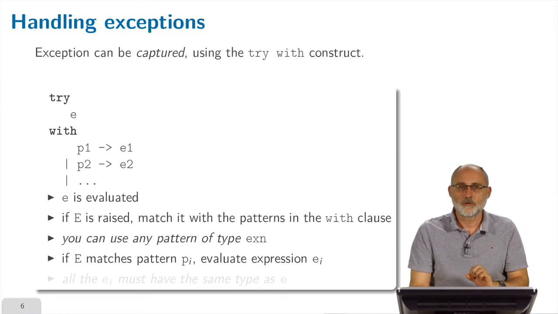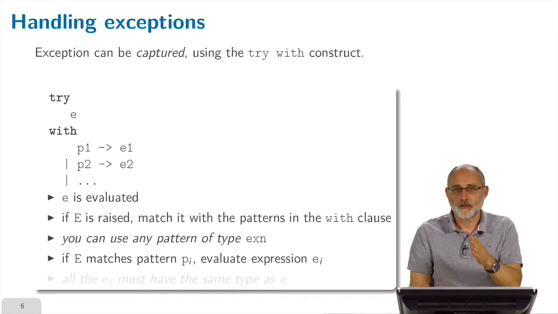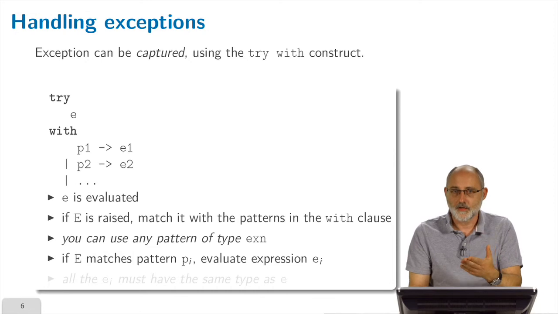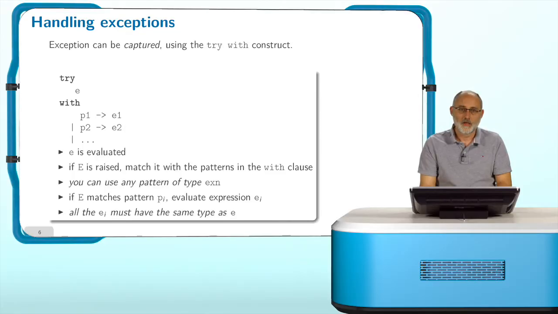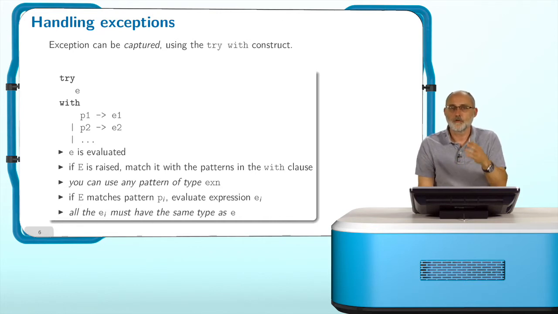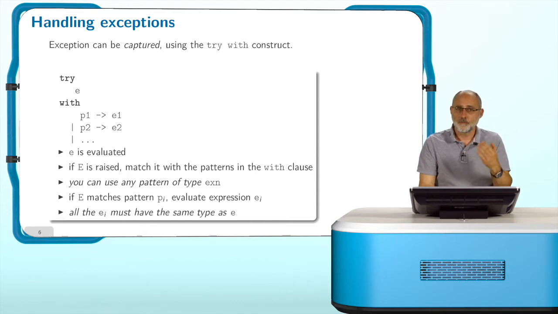If this exception matches some pattern, let's say pattern I, then the result of the overall construct will be the result of evaluating the expression EI. Now, be careful, all of the EI must have the same type, and must have the same type as E, because these are all the values we return in the exceptional situations in place of the result of E, of course.